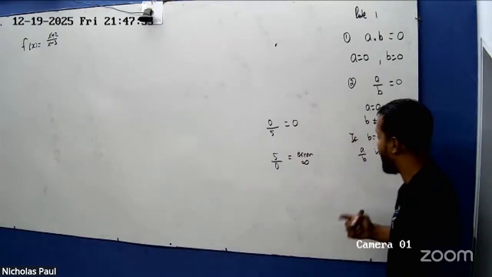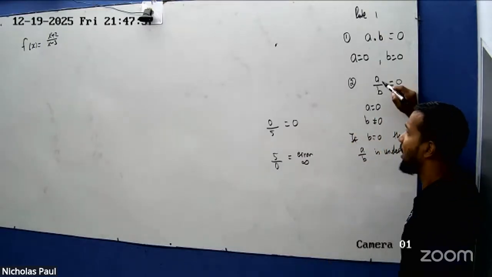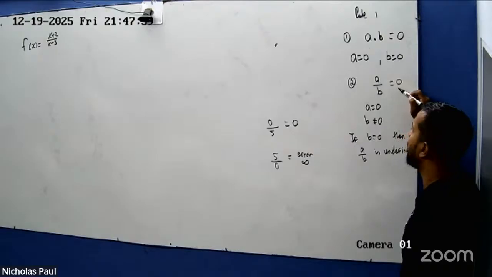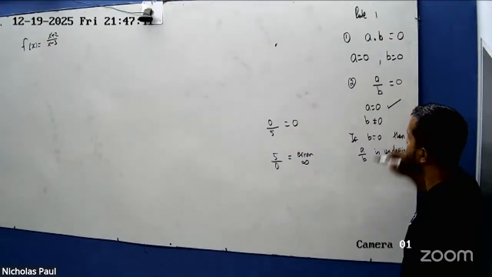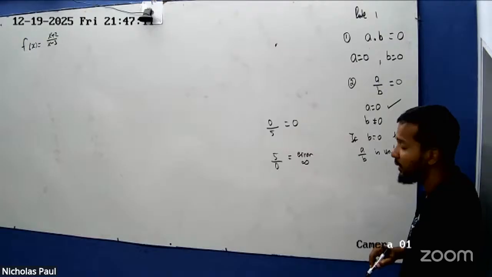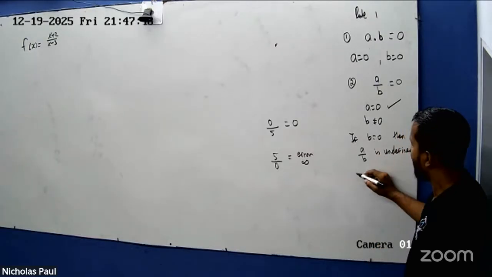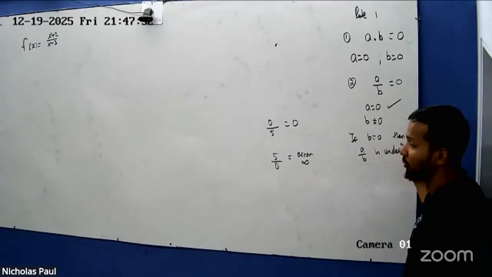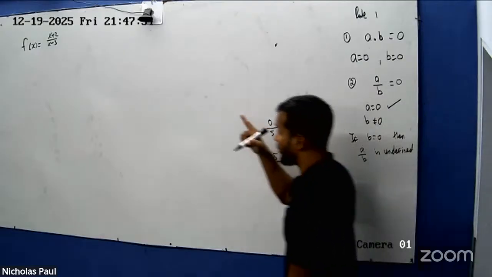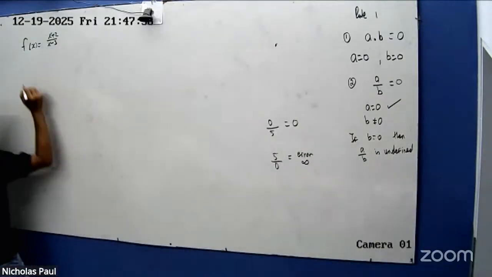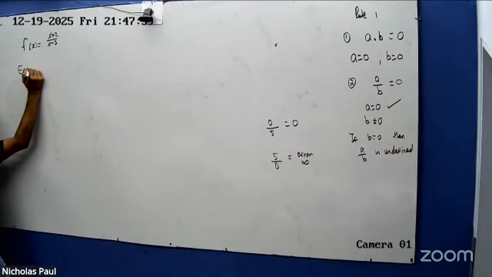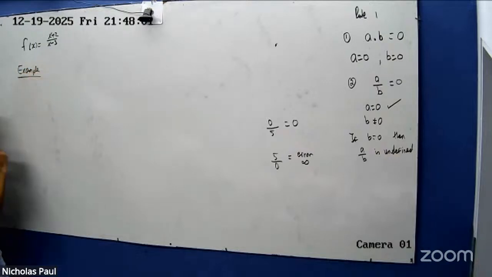So whenever a question says solve a over b equal to 0, all you can do is let a equal to 0. If a question says a over b is undefined, then what you have to do is let b equal to 0. I'm going to show you in this example. These are two small things that function questions like to ask.